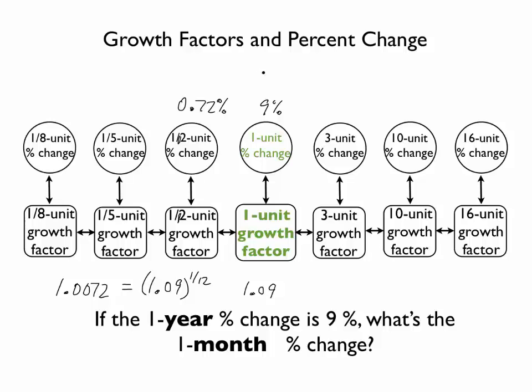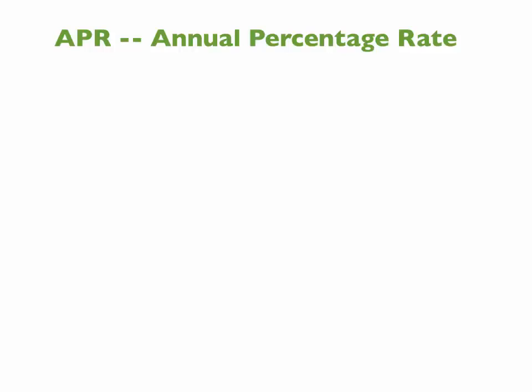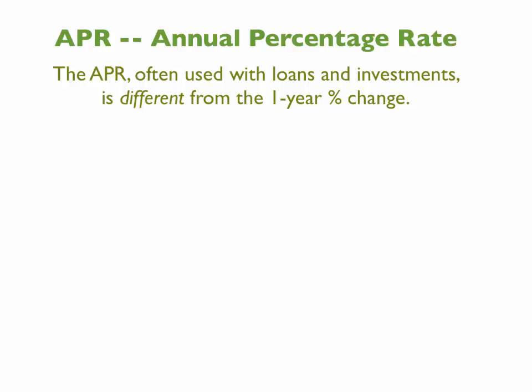So let's hold on to those two values. So if it's 9% every year, that corresponds to a quarterly percent of 2.17% and that monthly percent change of 0.72%. So hold on to those two numbers. So we're going to talk about what's called APR, annual percentage rate. So talking about money, interest, and loans and debt and stuff like that.